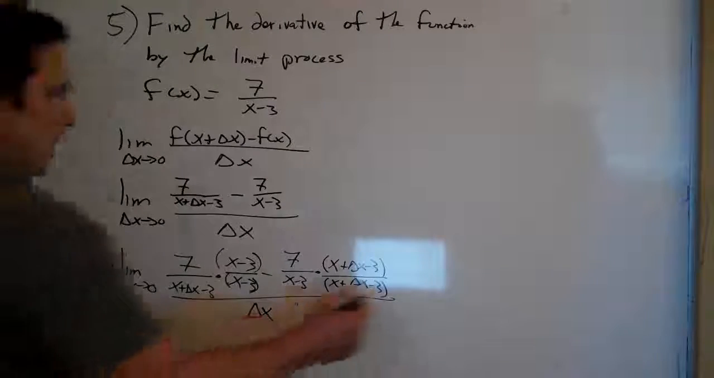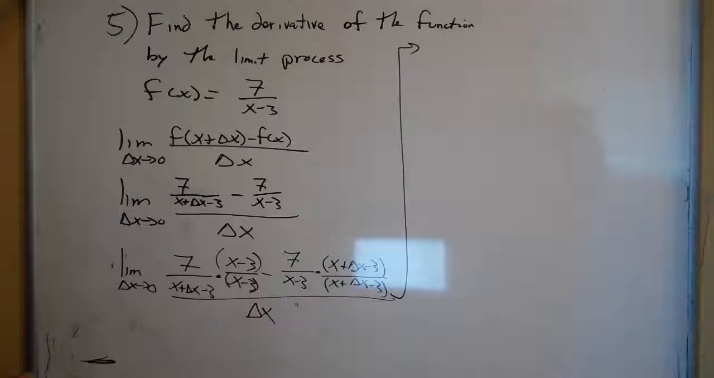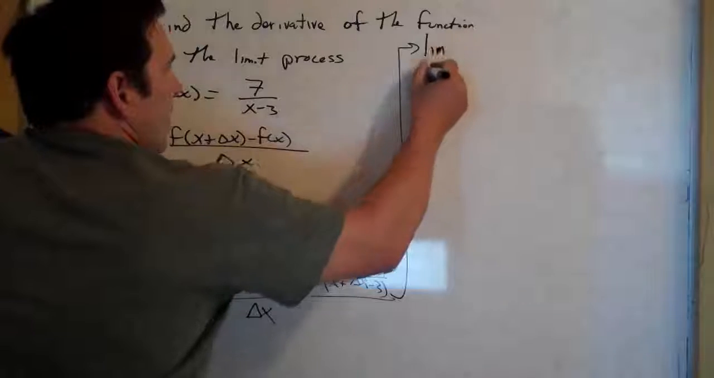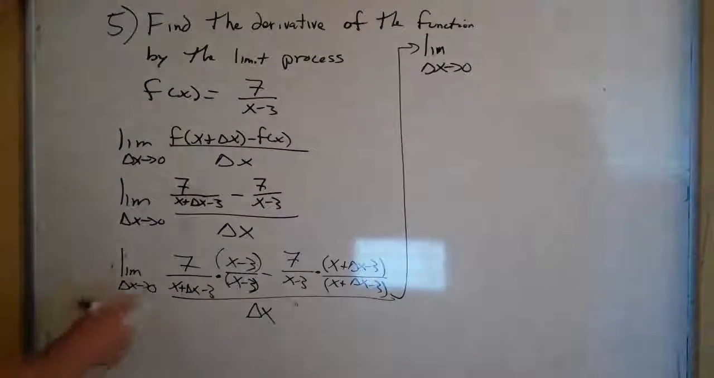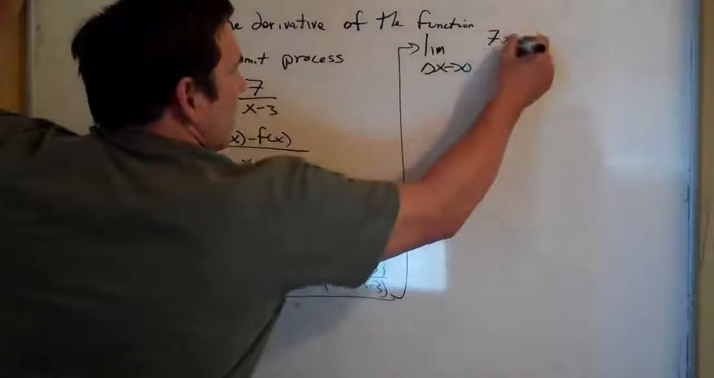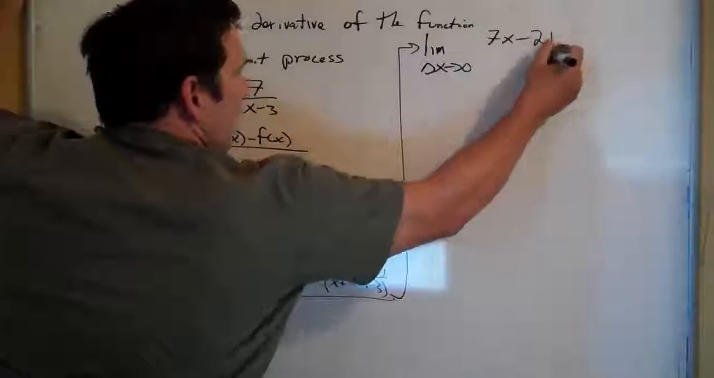Okay, where's this going to take us? I'm going to bring it up here now. Just pause if you need to pause it. We have the limit as delta x goes to 0 of what? Well, it's going to be 7 times x is 7x minus 21. 7 times 3 is 21.